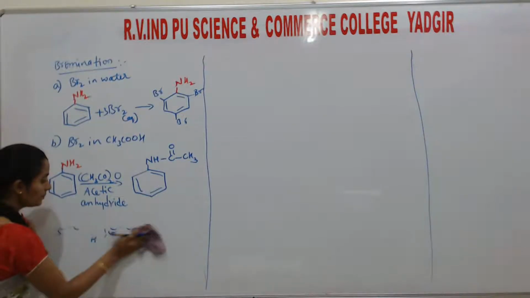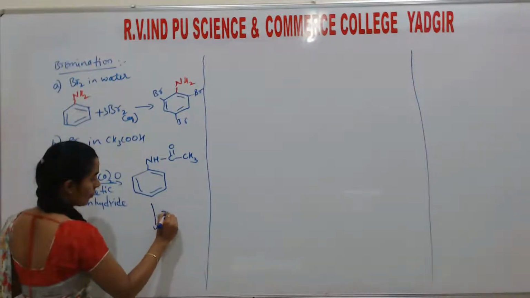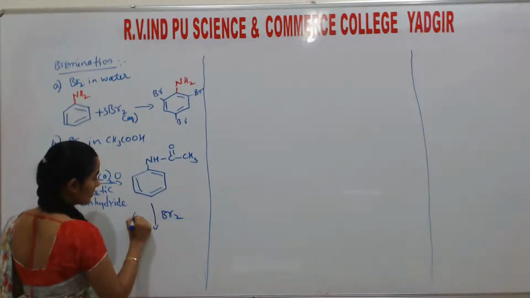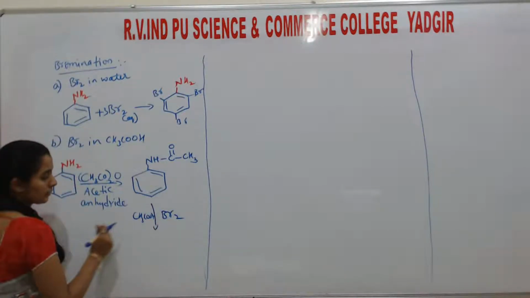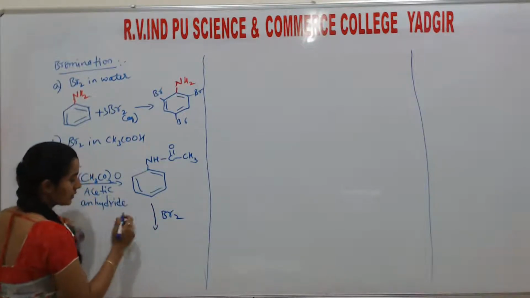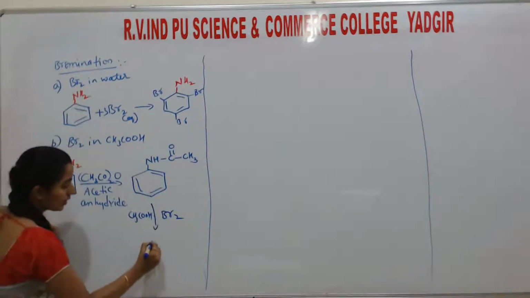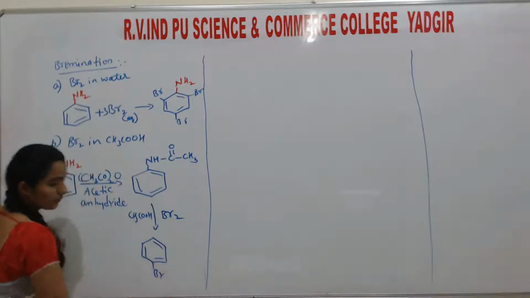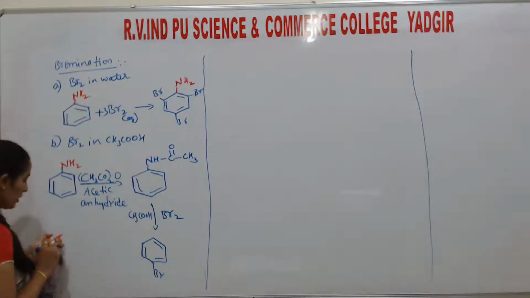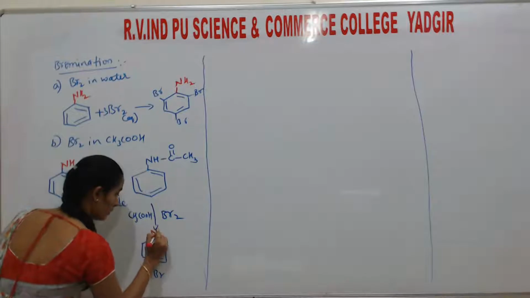Okay. So then, if this reacts with bromine in the presence of CH3COOH, acetic acid, what will it form? This para substituted product, so this is the NH group, it will be like this.